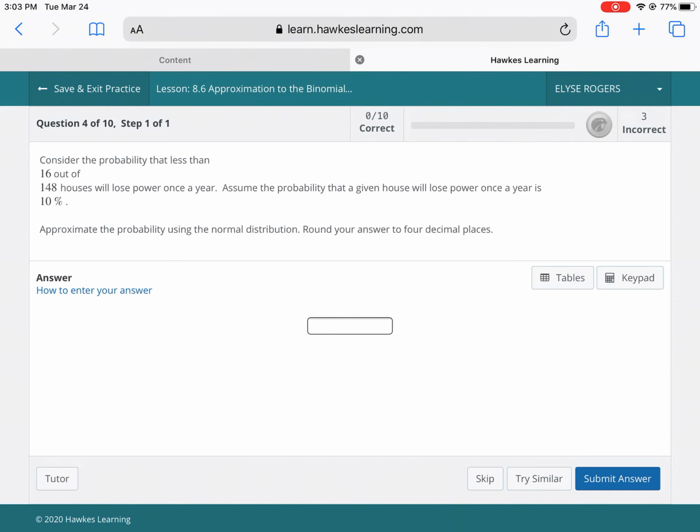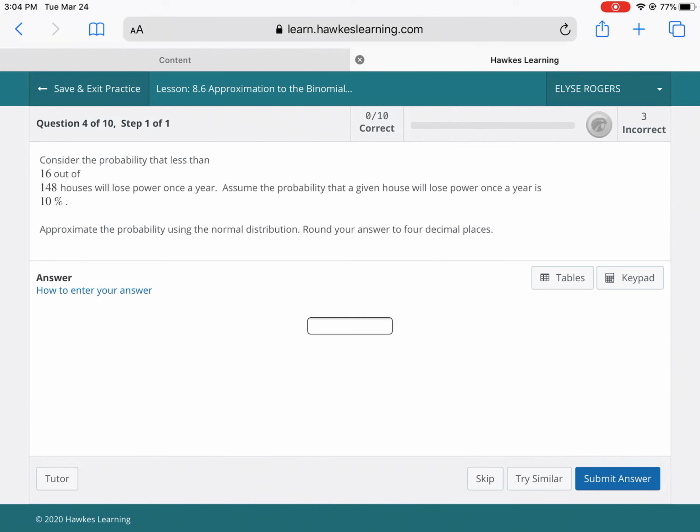Okay, so now I want to go through this homework problem. It says, consider the probability that less than 16 out of 148 houses will lose power once a year. Assume that the probability that a given house will lose power once a year is 10%. Looking at this first of all, we know that we're in binomial, because they can either lose power or not lose power. They've got success and failure, those 2 outcomes. So we know that we're in a binomial distribution.